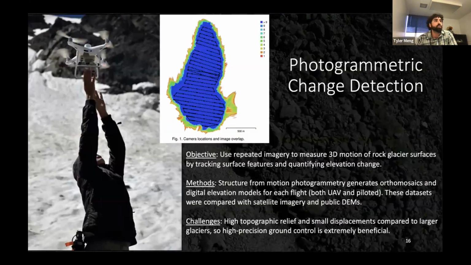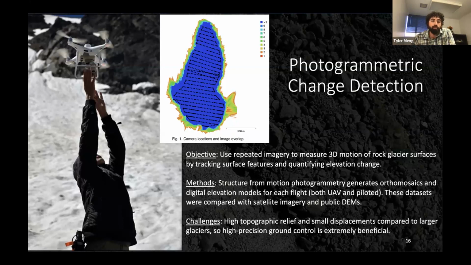So now I'll move on to the 2D surface motion measurement here. What we do with our photogrammetric change detection is repeat our overpasses with our airborne flights, whether that's by a drone, which I have pictured here, which is the most dramatic moment in this acquisition: making sure the drone doesn't crash when you're landing it.